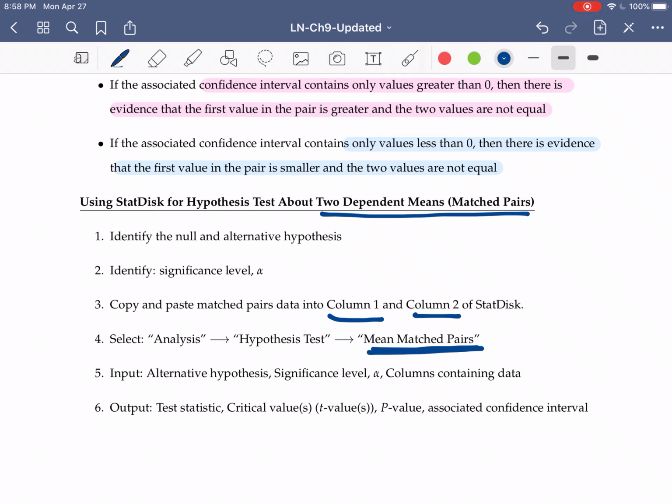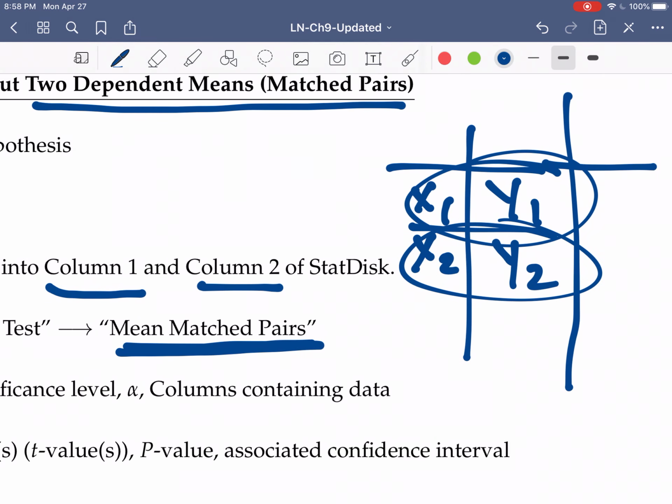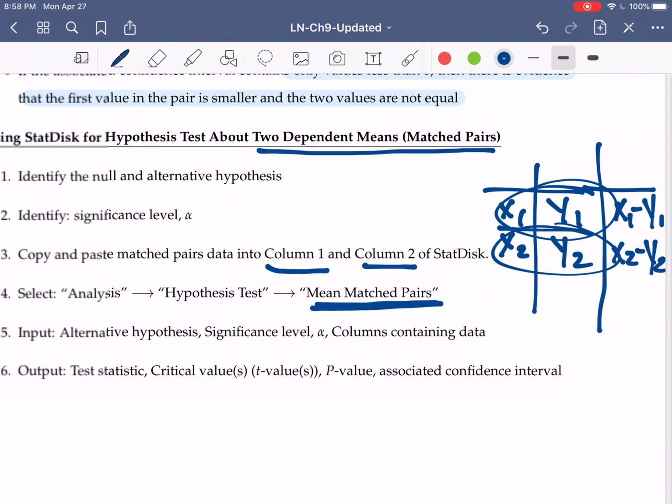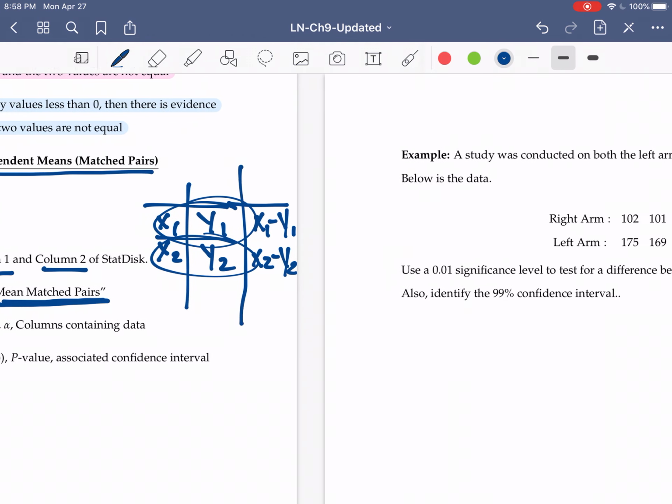So for data set 1, in that column 1, this should be your first value and then the value y that's associated with it. And then your second value from sample 1 and then the value that is paired with it. So these values are together right next to each other. What StatDisk is going to do in the background is take those values and take x1 minus y1. It's going to take x2 minus y2. It's going to do all of that in the background so we won't see it, and then it's going to process that information. All right, so let's look at an example.